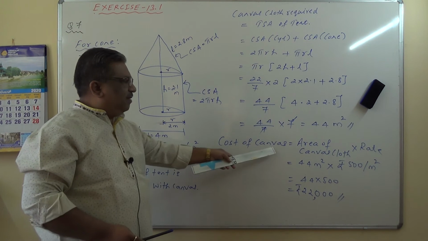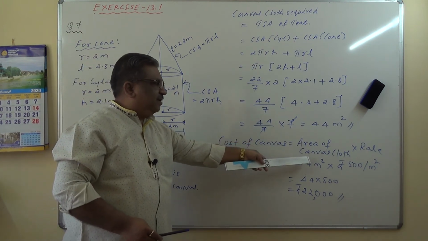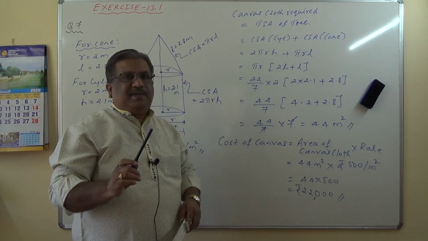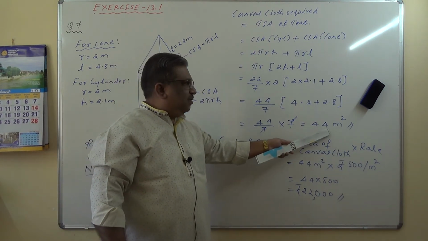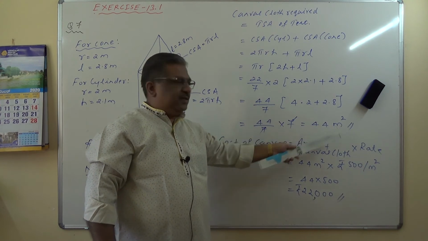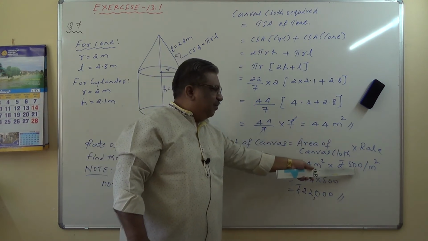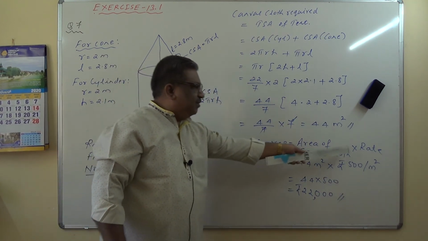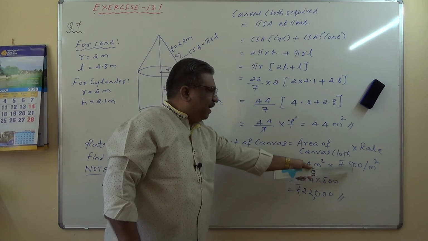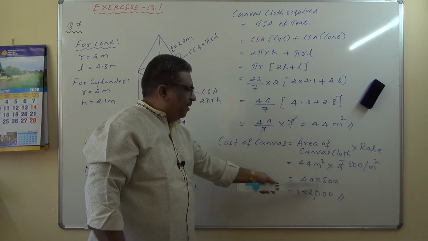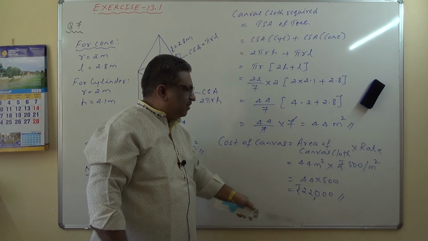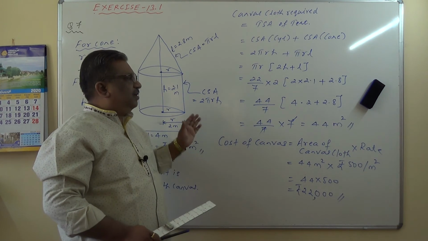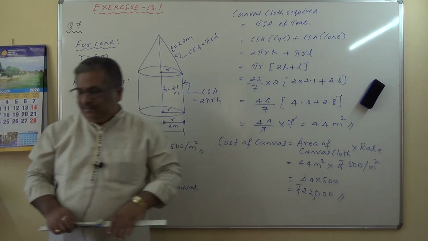Now the cost of the canvas is the area of the canvas cloth into the rate. Remember, the units of measurement are important. Here the area of the cloth is in square meter and the rate given is also rupees 500 per square meter. So the cost of canvas is the area of the canvas into the rate, 44 square meter into rupees 500 per square meter. So 44 into 500, totally rupees 22,000. So rupees 22,000 is the total cost of the canvas cloth required. Make a note of this.